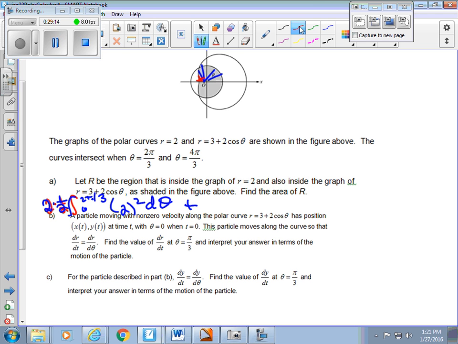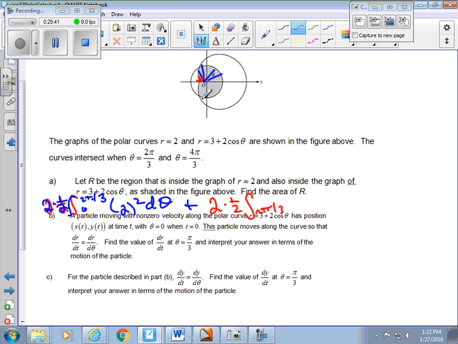Plus, do the same thing with that red area, which would be 2 times 1/2 the integral from 2 pi over 3 to where? If I'm doubling, I would stop right there, right? Which would be at pi.